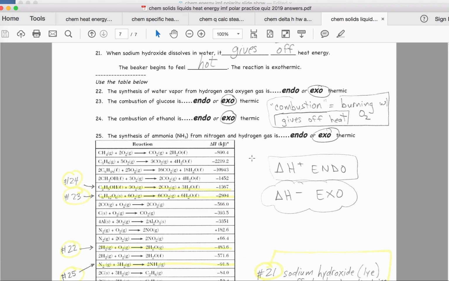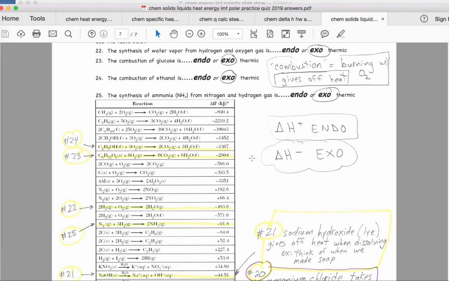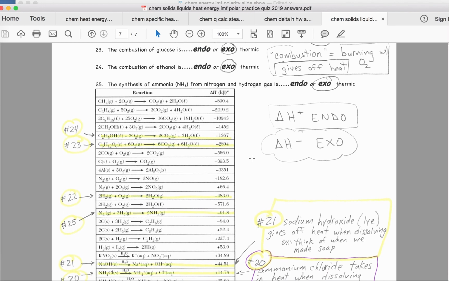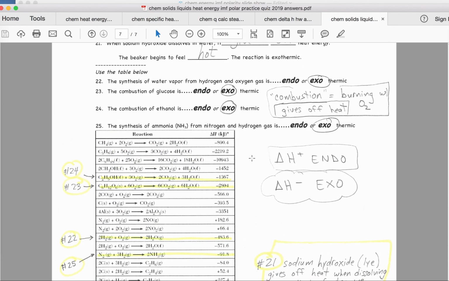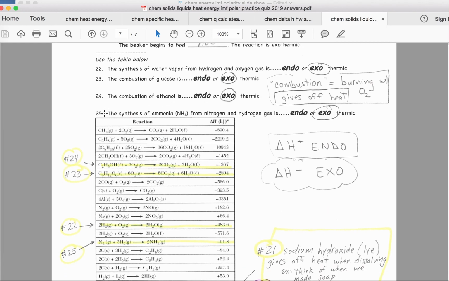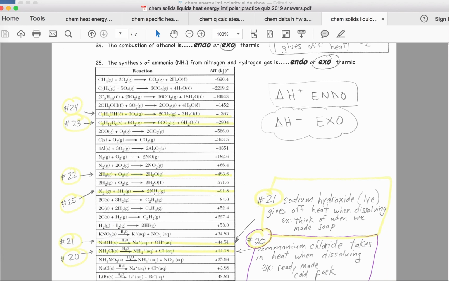Ammonia. We'll start using some of that next chapter, but I think ammonia is like a window cleaner. It's basic. It is added to a lot of detergents sometimes. So for this one, number 25, the synthesis of ammonia, I'm making ammonia. So I'm looking for NH3, NH3, there it is. So find it as a product. That's the one where I synthesize or make ammonia. That's a negative delta H, so it's exothermic.